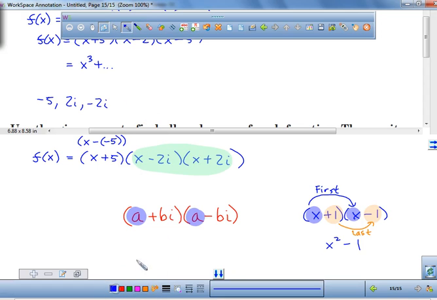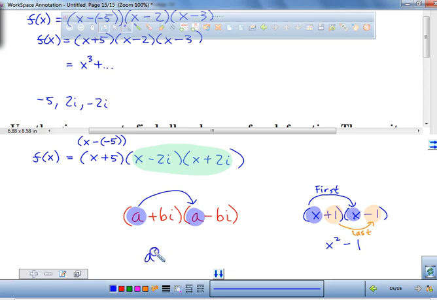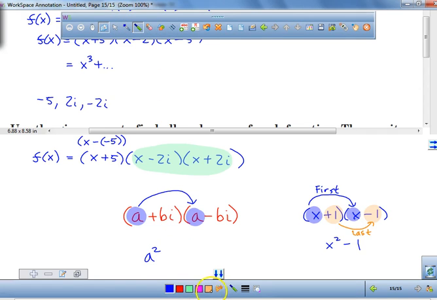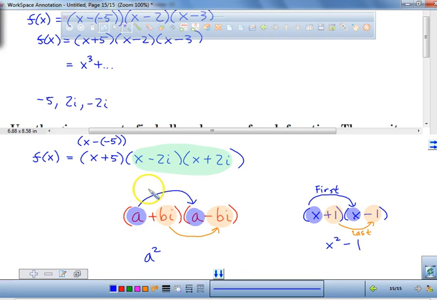So we know if we just multiply those together, what do those become? A squared. And then I said, don't worry about the outside or the inside, just worry about the what? Just the first and the last. Just worry about the first and the last of the FOIL method because everything else is going to cancel out in the middle.